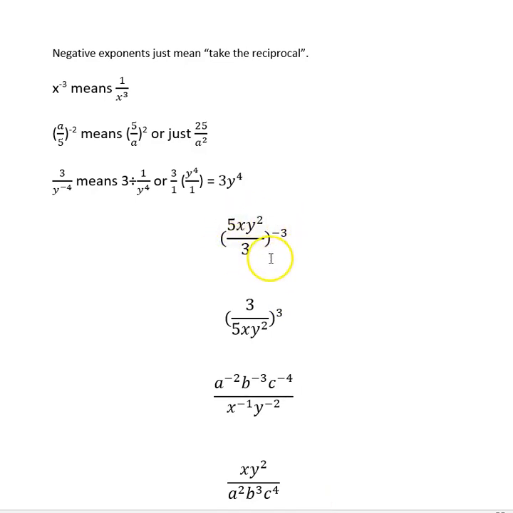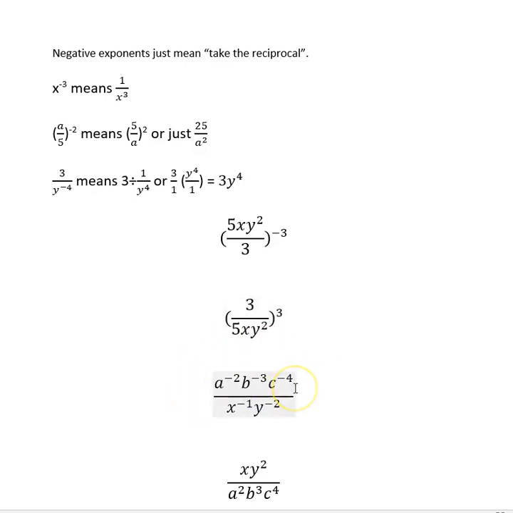So when we apply the negative exponent to this fraction, we basically are taking the reciprocal of this fraction and making it 3 over 5x squared. And then that takes away the negative sign in the exponent, so we have that fraction raised to the third power. To complete this, we then apply that third power to both the numerator and the denominator. So it becomes 3 to the third power, which is 27, 5 to the third power, which is 125, x to the third power, which is just x to the third power, and y squared to the third power, which becomes y to the sixth.